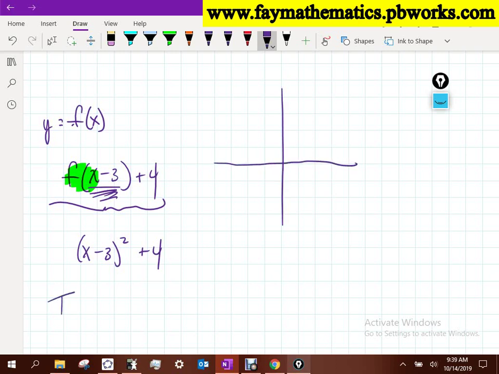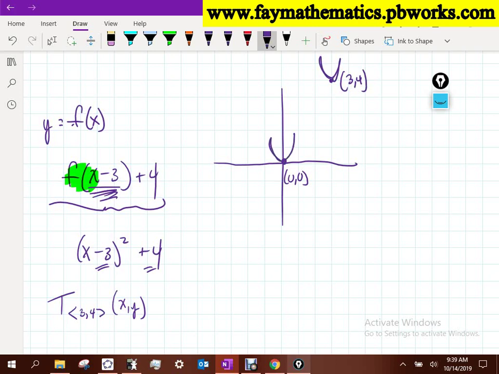We use like a capital T, and then down here we would use like a 3 and a 4, and then we would say x comma y or something like that, or a comma b. And basically what it does is it's going to take, if I have this point 0, 0 on x squared, this here and that there are going to move that 0, 0, 3 to the right, and 4 up. And that's going to be my new vertex. So my graph would be something like that.